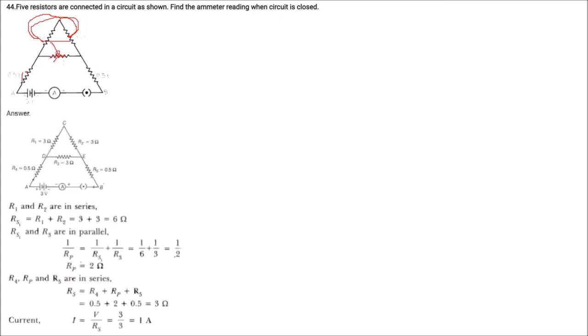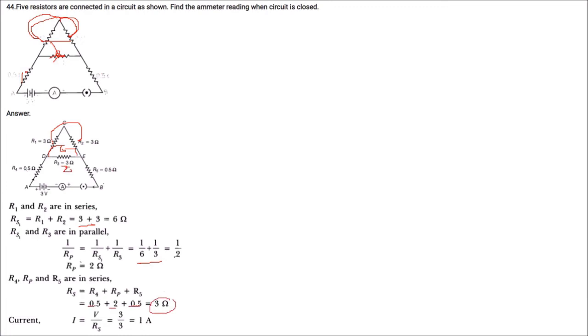5 resistors are connected in series like this. Find the ammeter reading when the circuit is closed. These two are in series, the resultant will be in parallel, and then this one and this one will be in series. So 3 plus 3 are in series, which is 6. Now this 6 is in parallel with 3, so 1 by 6 plus 1 by 3 gives you 2. Now this is 2, this is 0.5, this is 0.5. We add them because they are in series, and we get 3. This is the resultant resistance.